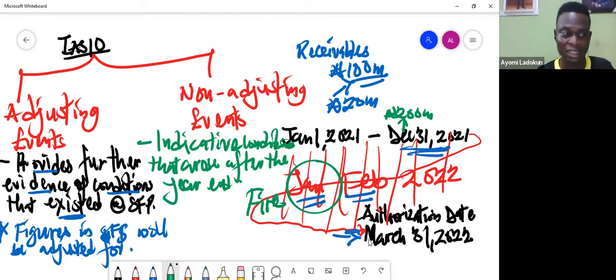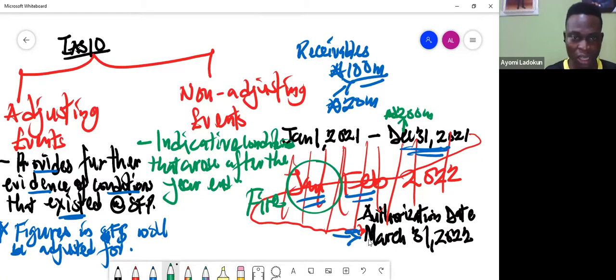After the year end, there was a major disposal of a subsidiary. That disposal did not occur at the year end, so it is a non-adjusting event. Likewise, if the entity decides to sell major assets, they are indicative of conditions that arose after the year end. They did not exist at the balance sheet date.